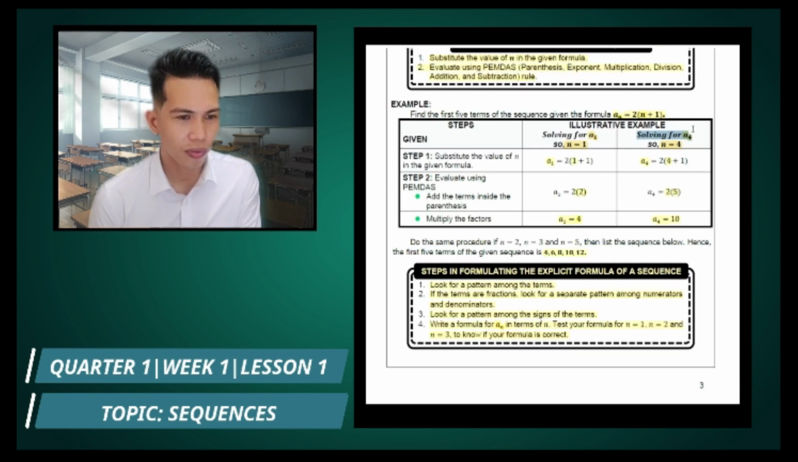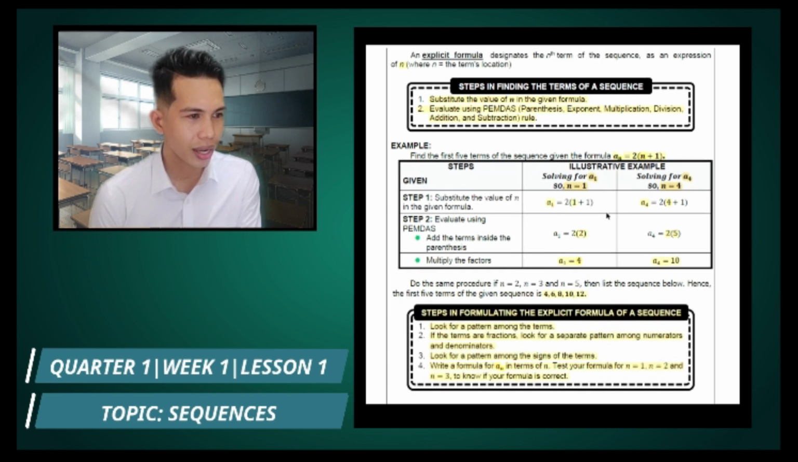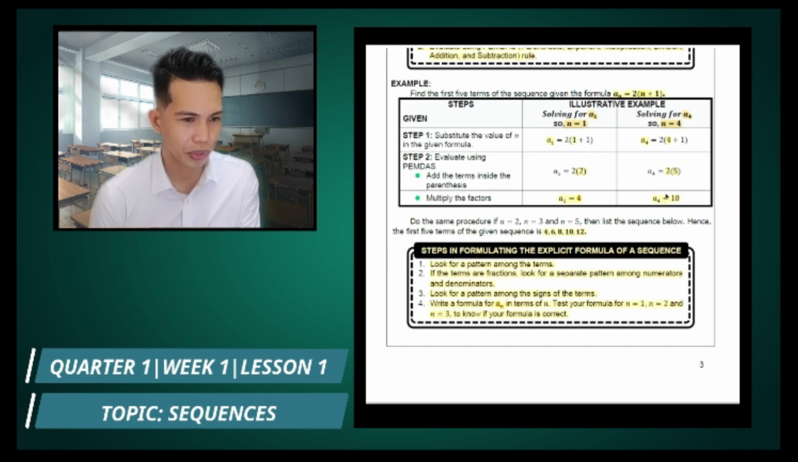Next, let's try to solve for our fourth term, or a sub 4, by substituting the variable n with 4. So we have now a sub 4 equal to 2 times the quantity of 4 plus 1. Following the PEMDAS, we have 4 plus 1, which is 5. Multiply 2 times 5, we will have 10. Therefore, our fourth term is equal to 10. Remember, we need to generate the first 5 terms. We already have the first and the fourth.